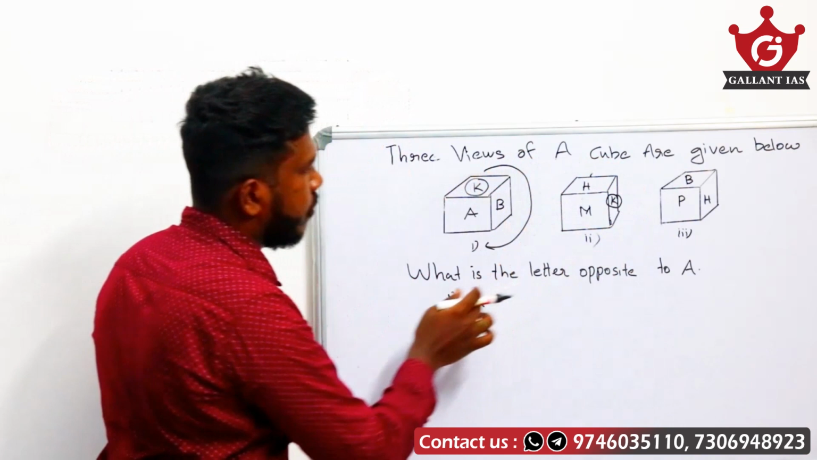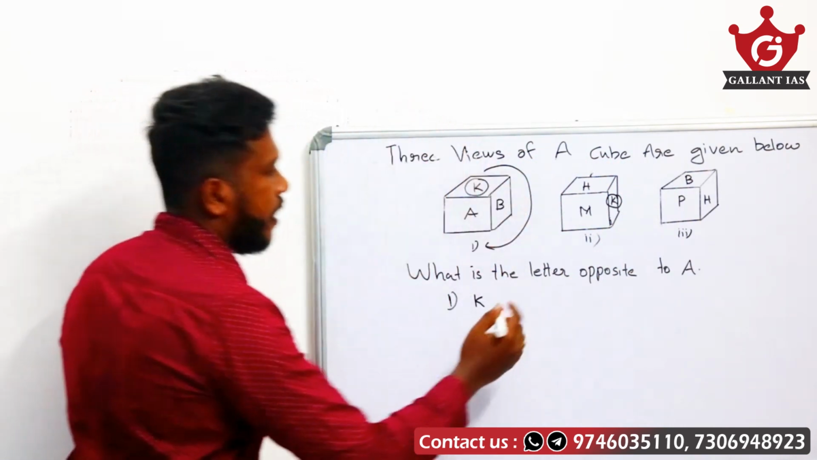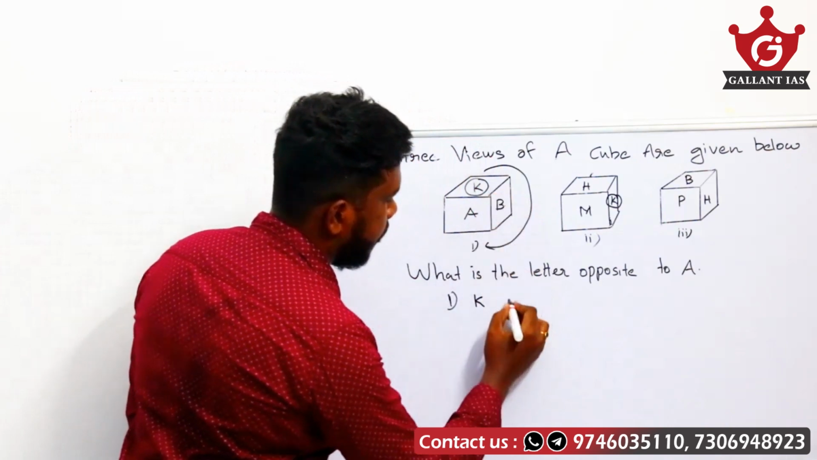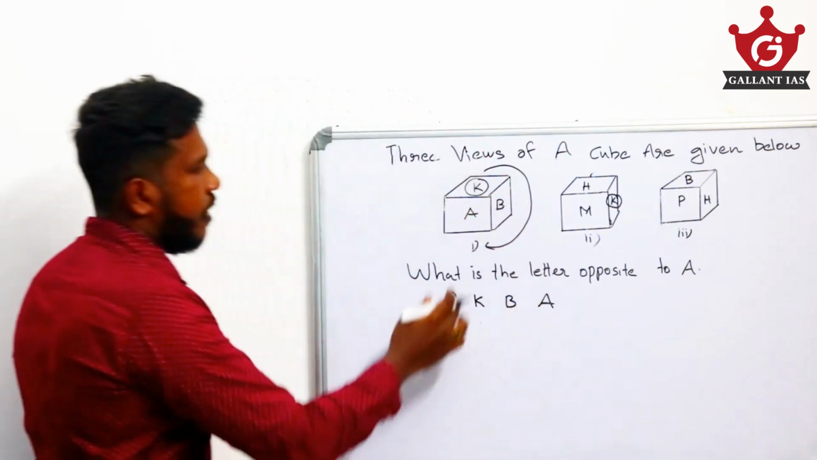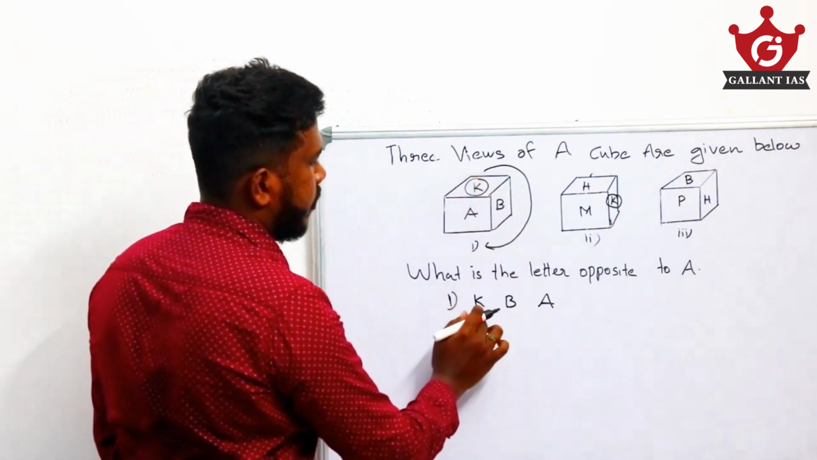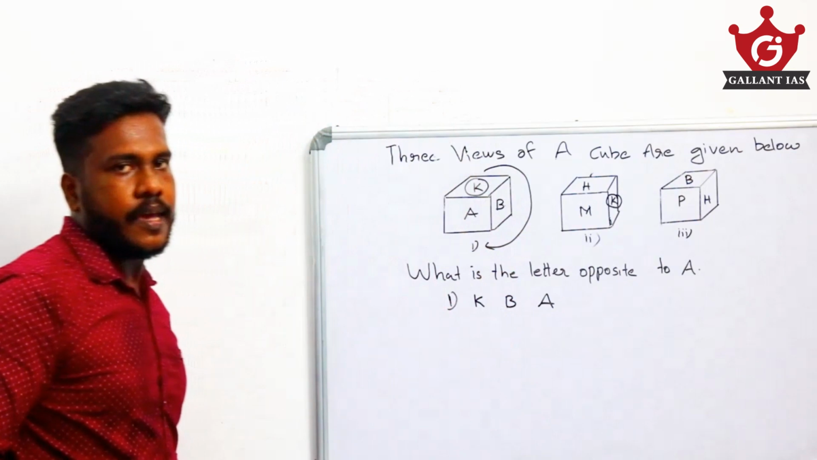So if I am going in the clockwise direction in the first view, our first value, of course, is the common value, that is K, and the second value will be B, and our final value will be A. Our first value, the common value, is K, the second value is B, and the final value is A.